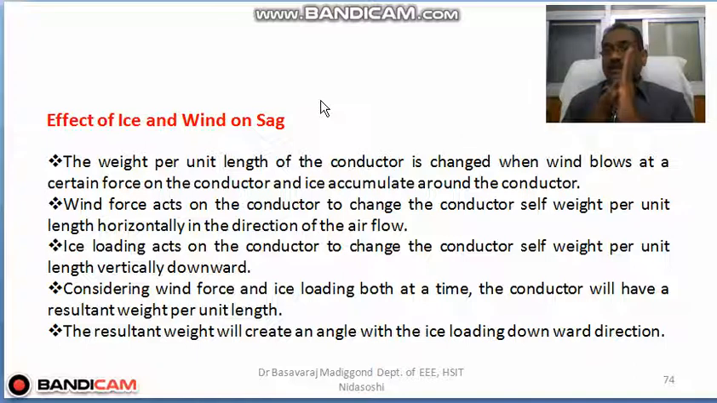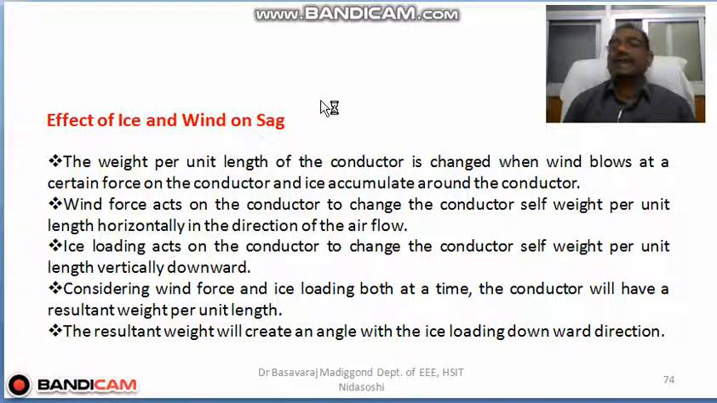The wind force acts on the conductor horizontally. If this is your conductor surface, the wind blows perpendicular to the face of the conductor. So wind force acts on the conductor to change the conductor self-weight per unit length horizontally, in the direction of the wind force. Ice loading acts on the conductor to change the conductor self-weight per unit length vertically downwards. Weight acts vertically downwards, whereas wind is horizontal to the surface.